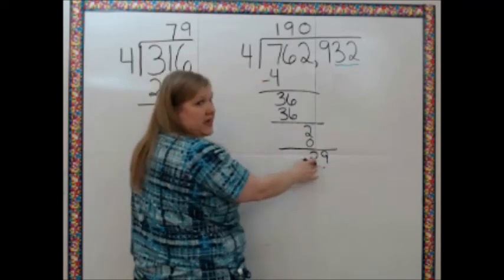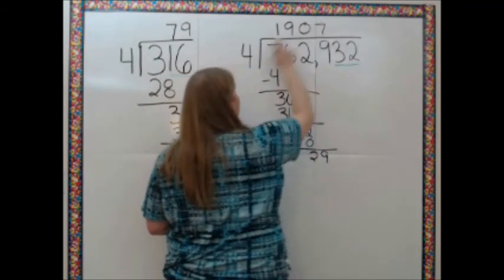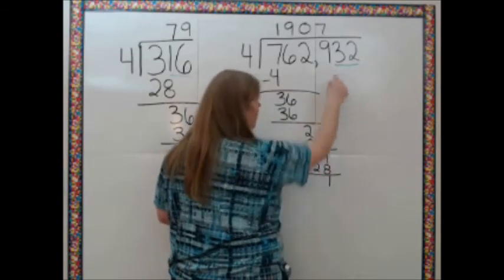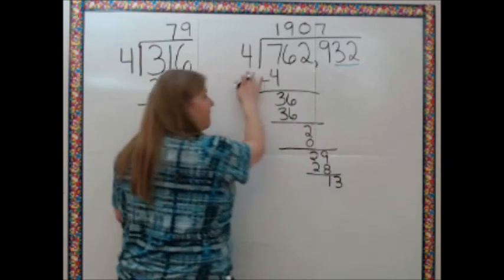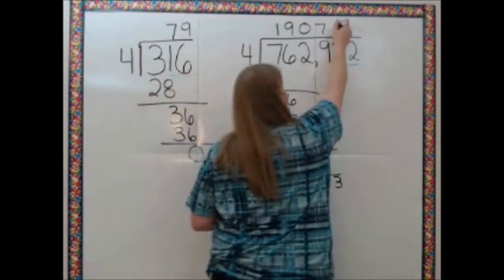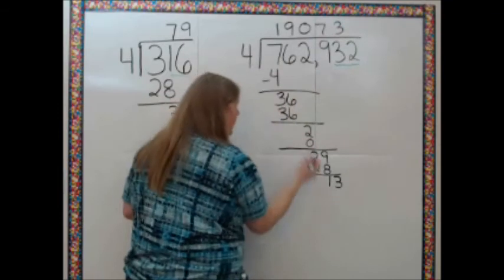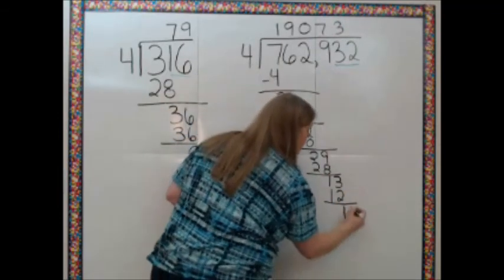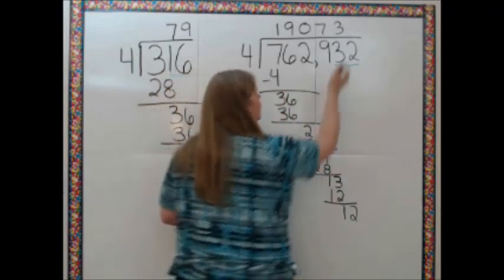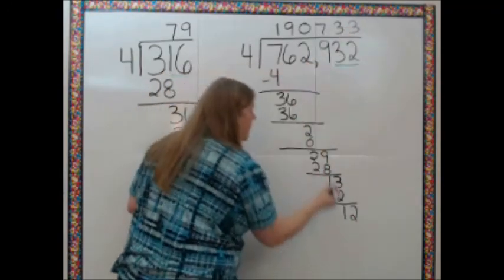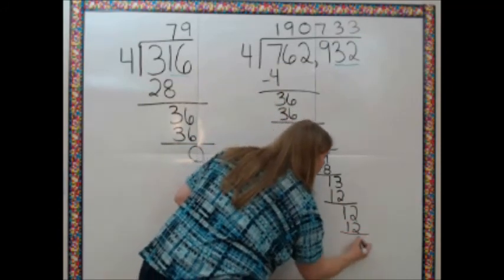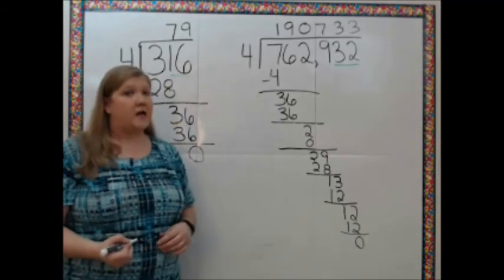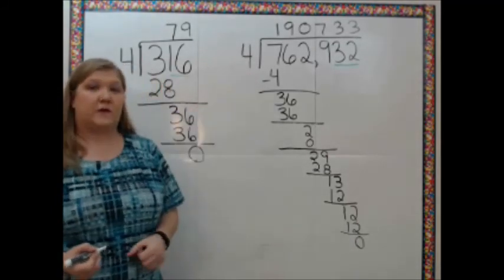4 goes into 29 7 times. 7 times 4 is 28. Subtract, you get 1. Pull down the 3. 4 goes into 13 3 times. 3 times 4 is 12. Subtract, you get 1. Bring down the 2. 4 goes into 12 3 times. 3 times 4 is 12, no remainder. So we know that this number, 762,932, is in fact divisible by 4.